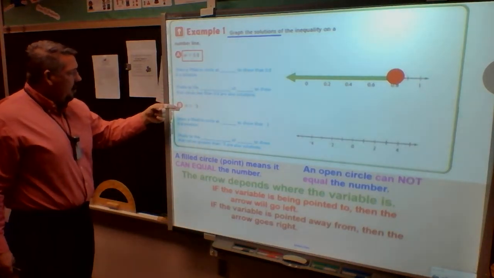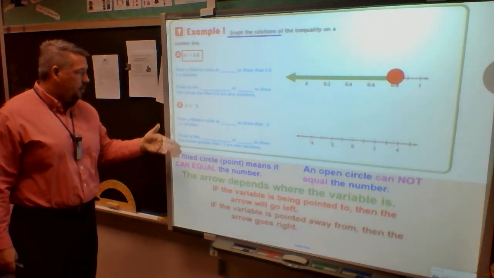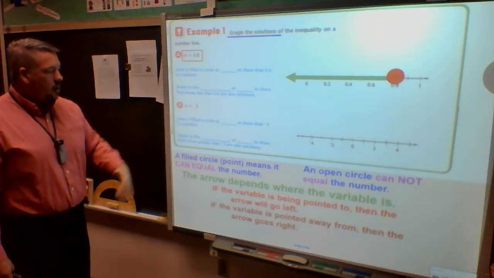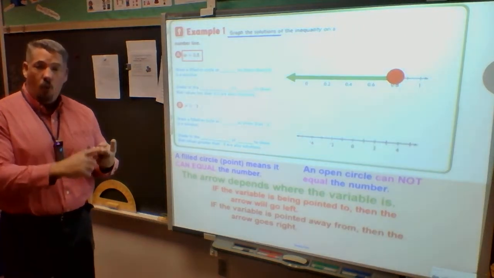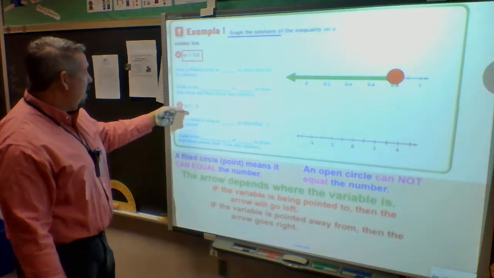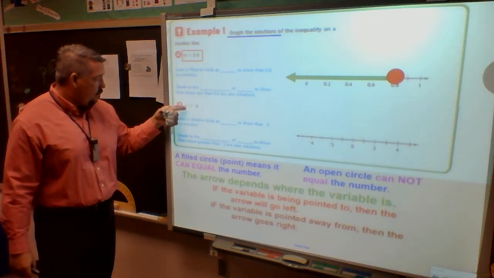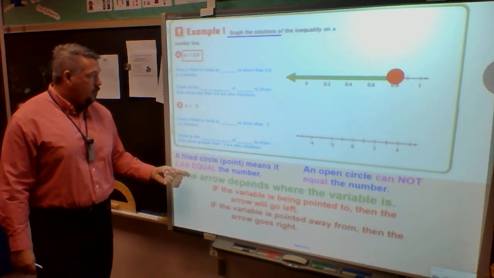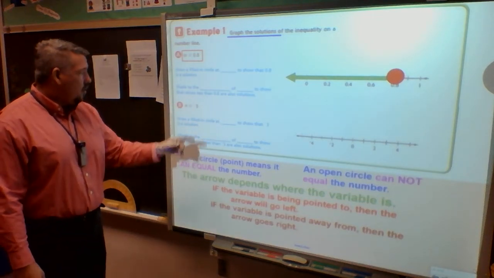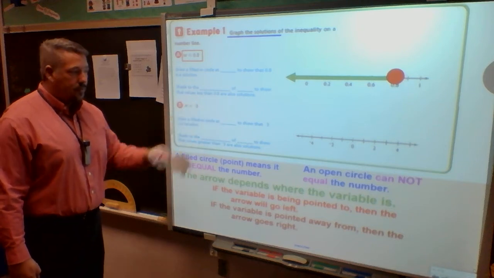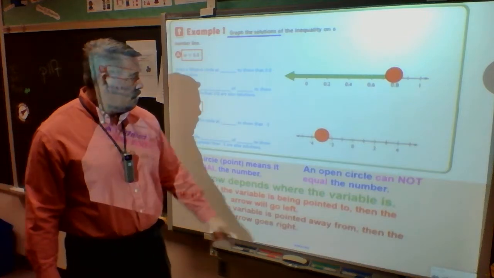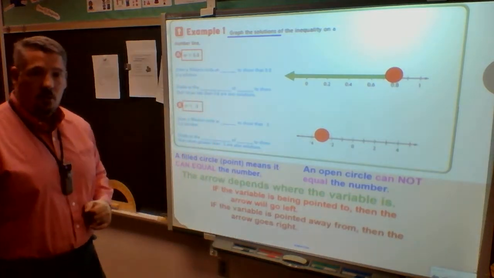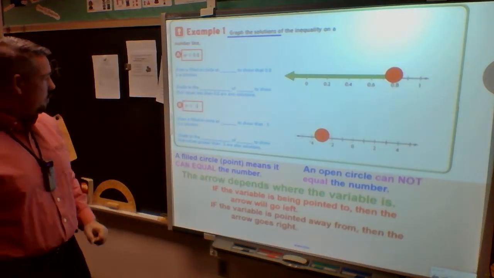On B, N is greater than or equal to -3. So I have to figure out, do I put a point that's filled in, or do I put an open circle? Well, if it can include, which it can because it says it can be equal to, once again, I put a solid circle. Where? At the -3. So I locate -3 on my number line. I fill in a circle. Draw it, shade it in.